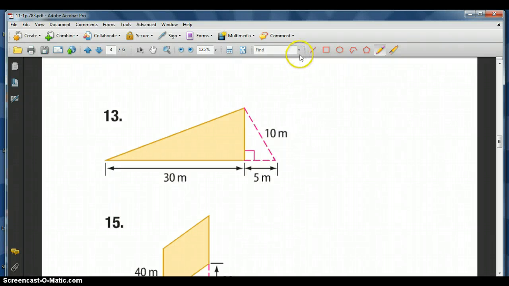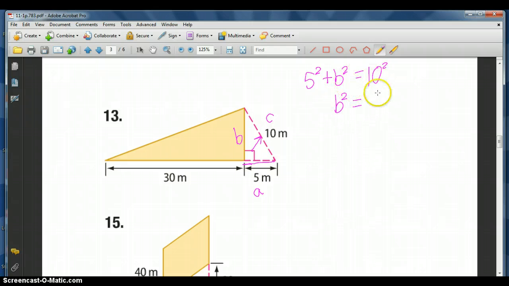We are in section 11.1, number 13. So to find the perimeter, we have to find these two missing sides. So first let's use this right triangle on the right with a hypotenuse of 10 and a leg of 5 to find this other leg, B. So we want a squared plus b squared equals c squared.